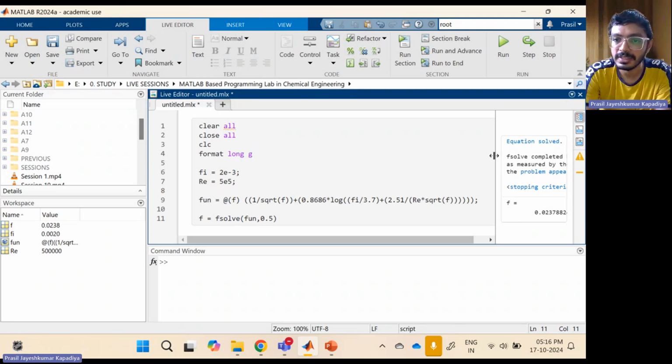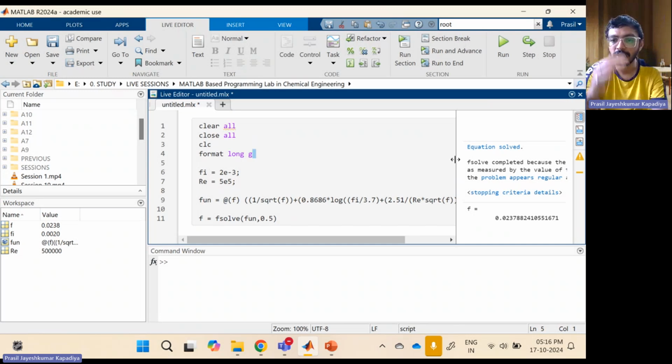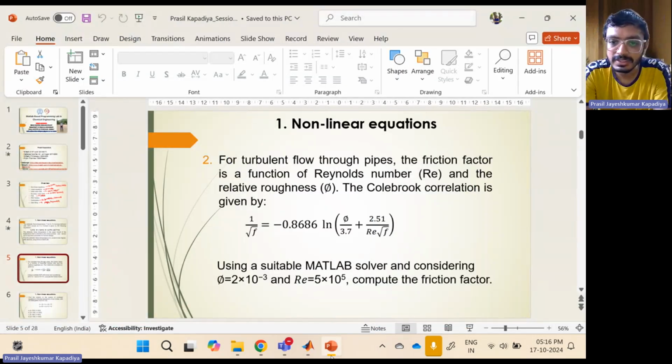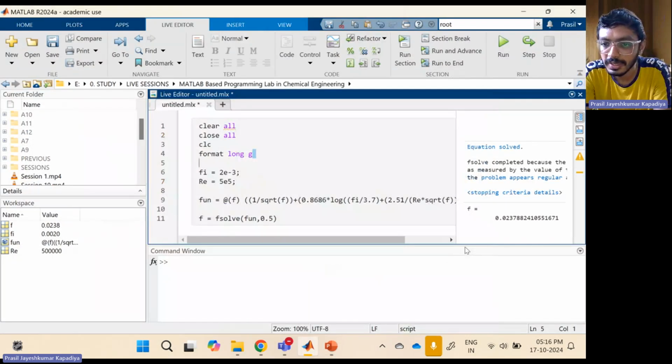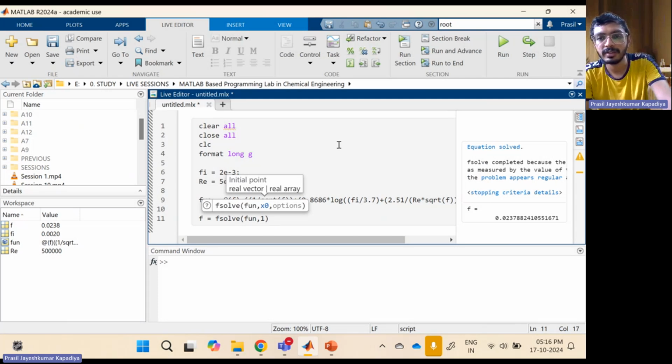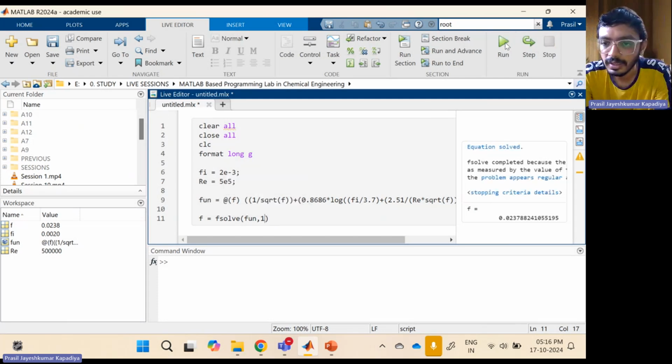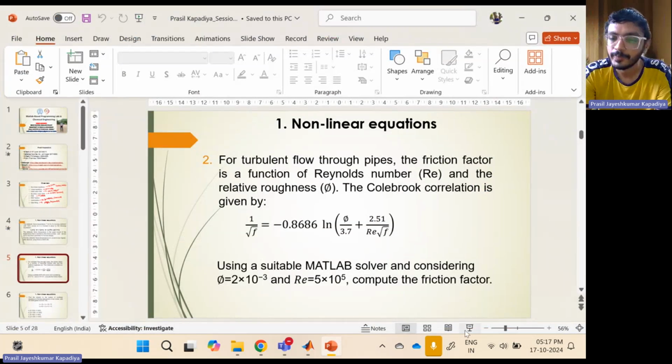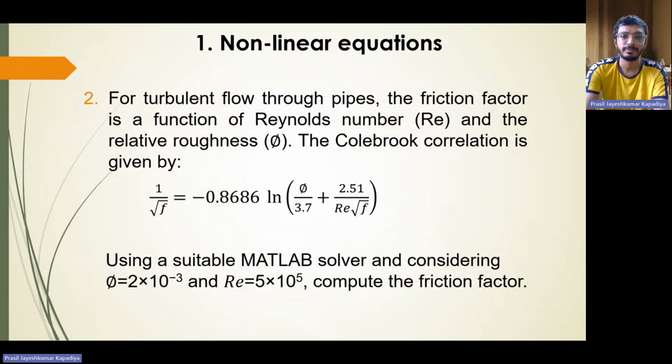So see, fsolve is giving us the answer of 0.02378. So what is asked of us? Yeah, we just have to tell the answer. So it is 0.02378. If I'm using 1 also, it will give me the solution. See, it is giving the same answer. It is like f0 is not applicable here. So this is how we can solve complex nonlinear equations using the fsolve command.